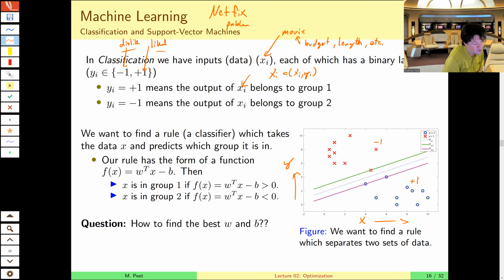And the support vector machine problem is to find a rule which separates these data, that separates the data, basically. We want to find specifically a line.